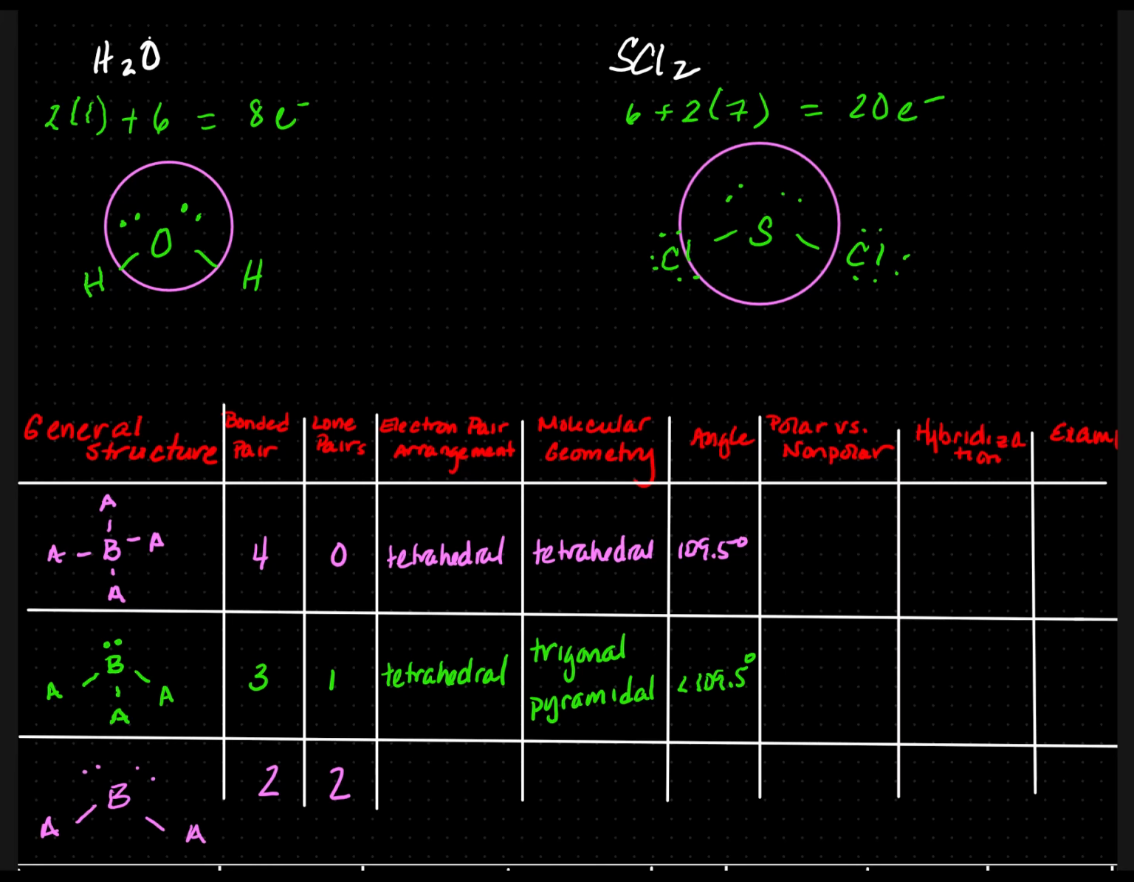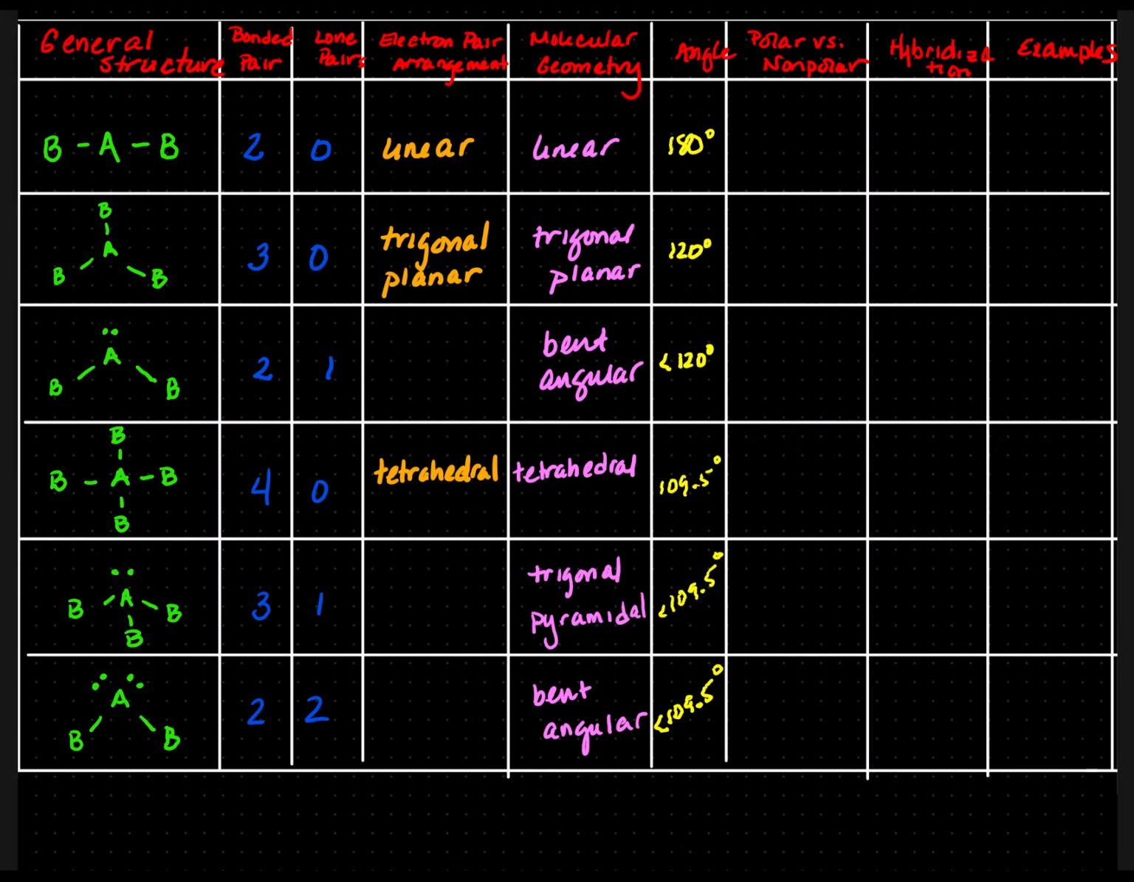Electron pair arrangement does not account for lone pairs. 2 plus 2 is 4, so my electron pair arrangement is still tetrahedral. We have 2 lone pairs, so there's going to be a greater electron-electron repulsion. So my geometry is bent, angular, or V-shape. You only need to memorize 1, and the angle will be much less than 109.5. This is a summary of the tables.